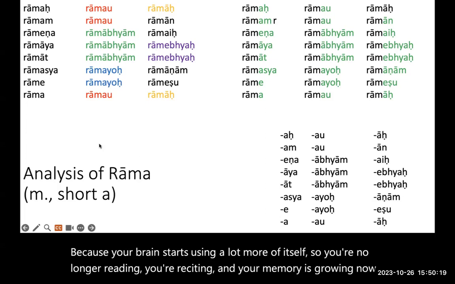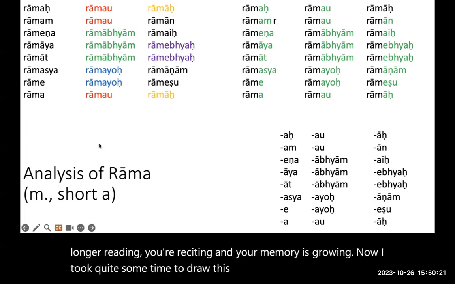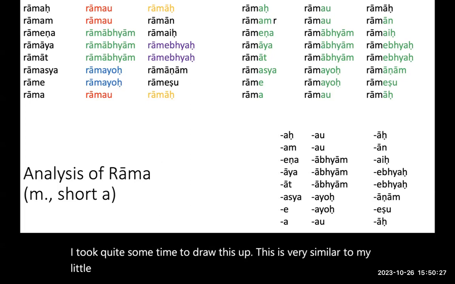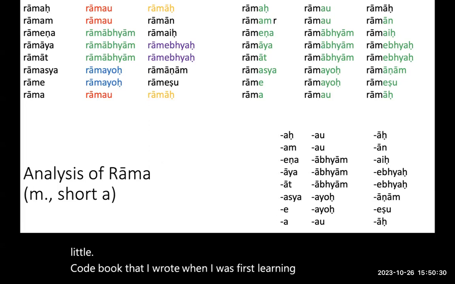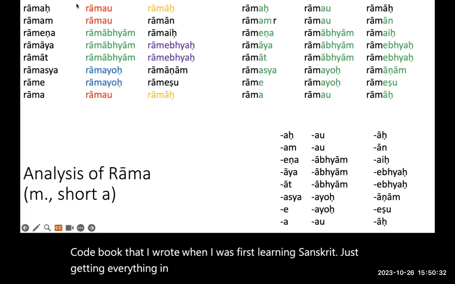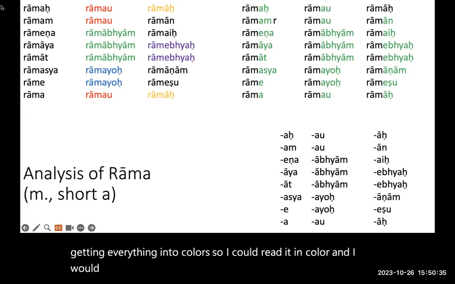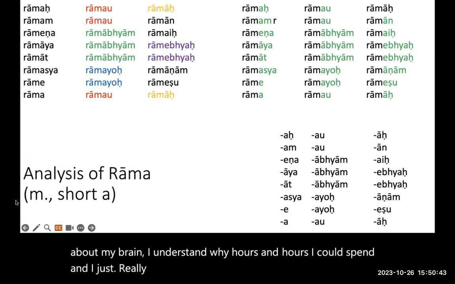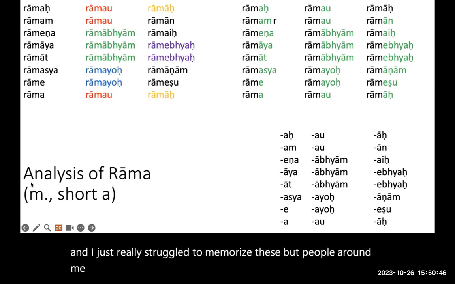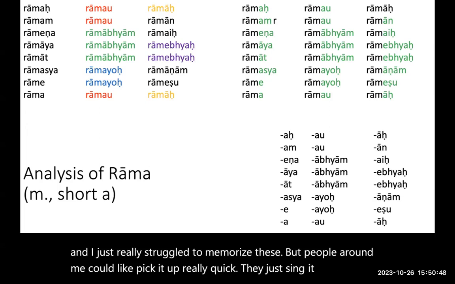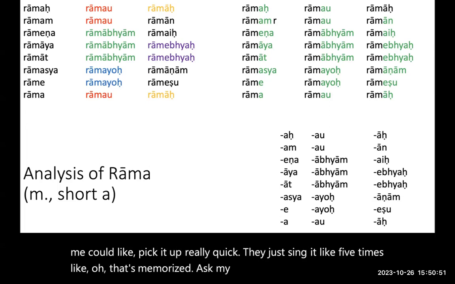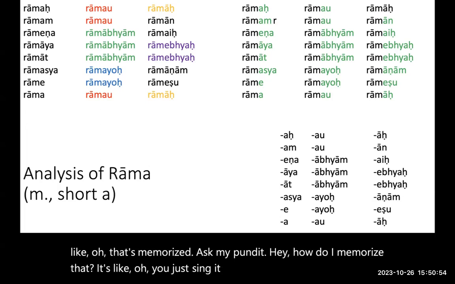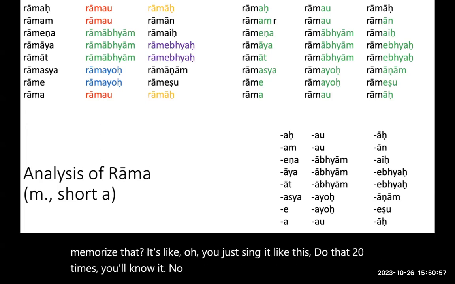Now, I took quite some time to draw this up. This is very similar to my little code book that I wrote when I was first learning Sanskrit, just getting everything into colors so I could read it in color and I would write it in color. But knowing what I know now about my brain, I understand why I could spend hours and hours and just really struggled to memorize these. But people around me could pick it up really quick. They'd just sing it 5 times, and I'm like, oh, it's memorized. I asked my pundit, hey, how do I memorize that? He's like, oh, you just sing it like this. Do that 20 times, you'll know it. And no, that doesn't work for me.